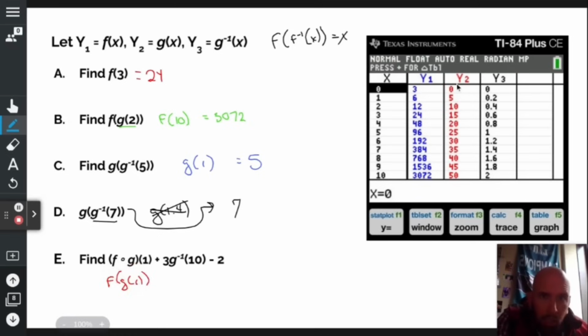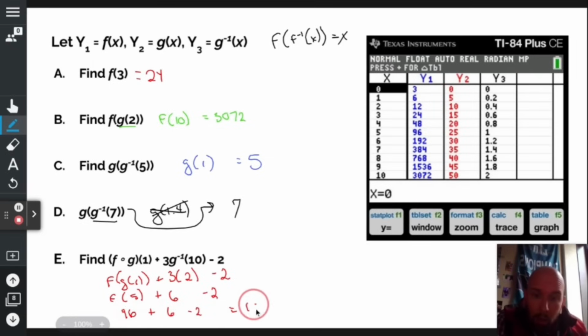So g of 1 is 5, so f of 5 is 96, okay, I got that, plus 3 times the inverse g of 10, so that was the inverse, so that's 2, minus 2, so plus 6 minus 2 is plus, was that 90? Oh, that's 96. 96 plus 6 minus 2 is going to be a perfect hundo. Oh, man, I don't think I meant for that to happen when I created this problem, but it happened. And look at that.